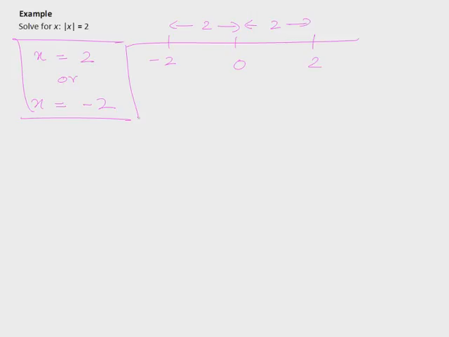The safest thing is to plug it in. So I plug in 2 and I get 2. I plug in minus 2 and I get 2 because both these numbers have distance 2 from 0.